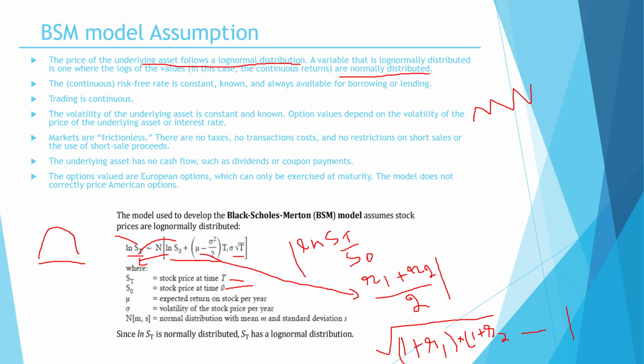And the last assumption is that the options valued are European options. So the BSM model is only applicable to European options. European options are options which can be exercised only at maturity. However, American options can be exercised at any time. So the model does not correctly price American options. It only prices European options, which can be exercised only at maturity.